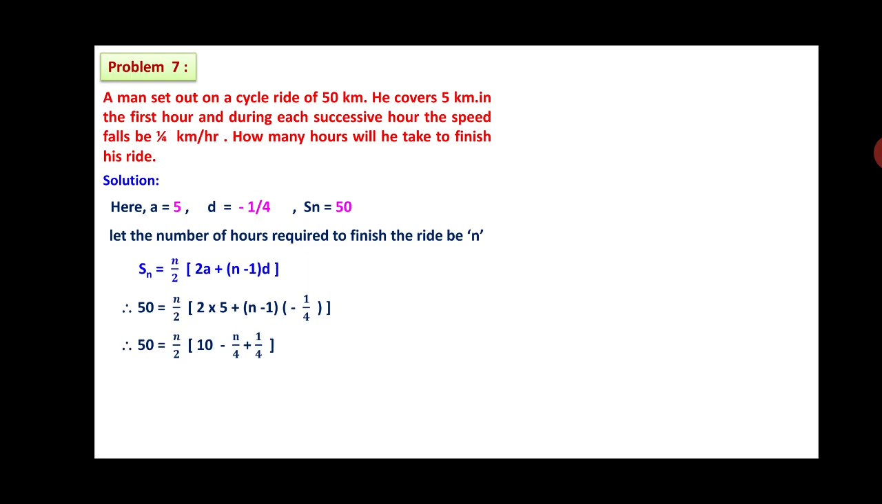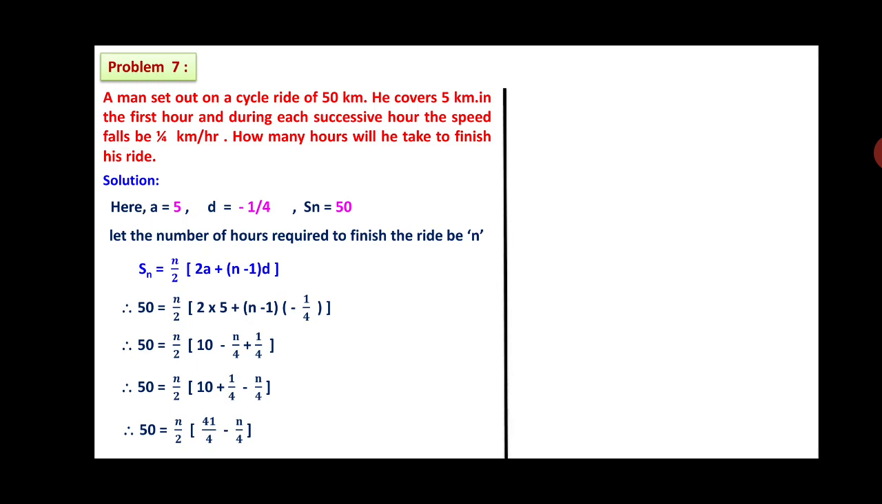So, n times minus 1/4 is negative, it will be minus n upon 4, minus 1 into minus 1 upon 4, that is plus 1 upon 4. Therefore, 50 is equal to n by 2 into bracket 10 plus 1 upon 4 minus n by 4. Now, again simplify. 50 is equal to n by 2 into bracket 41, 10 4s are 40 plus 1 is 41 upon 4 minus n upon 4.